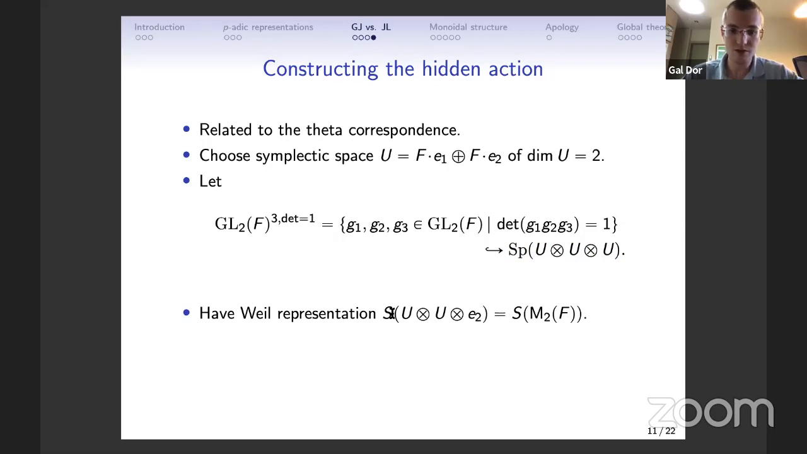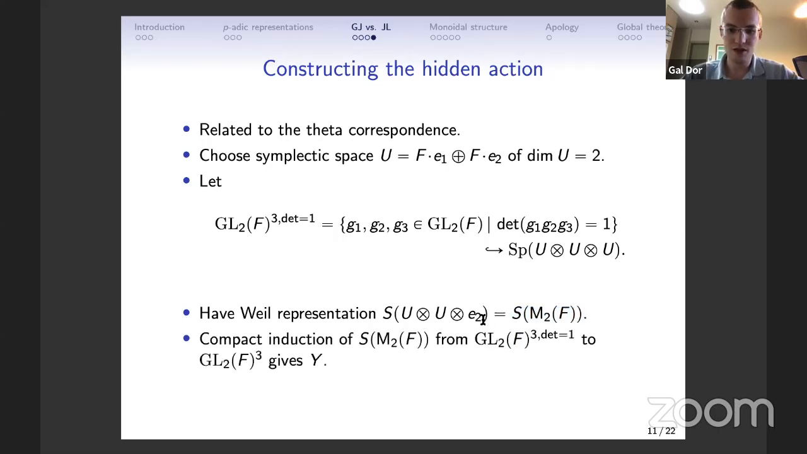And if you have a symplectic vector space and some Lagrangian subspace inside it, in this case U times some specific vector, which we identify with M to F, then the space of functions on M to F carries a Weyl representation. So there's an action of the metaplectic group, which is a cover of the symplectic group of U times U times U, on this space of functions on M to F. In particular, it turns out that the embedding of GL2F cubed inside the symplectic group lifts to the metaplectic group, and that means that GL2F cubed with determinant 1 acts on functions on M2F.